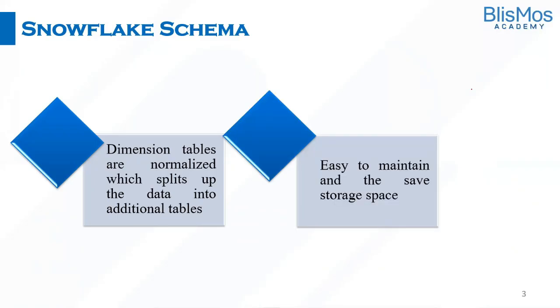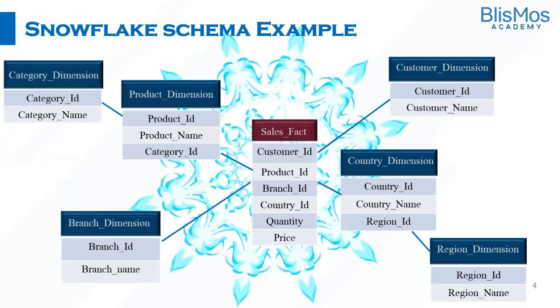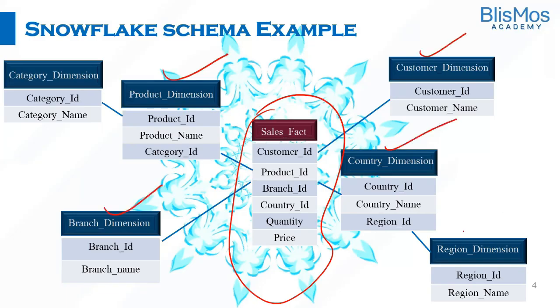Because we are normalizing the data here, we are storing the data in less space as compared to the star schema. Because it needs less space, it is easy to maintain. Let us take an example here. In the center, the fact table happens to be a sales fact table. So around the sales fact table, we have product dimension, branch dimension, customer dimension, country dimension, region dimension, and also category dimension. There will be many more dimension tables as compared to the star schema because we have done a normalization here.